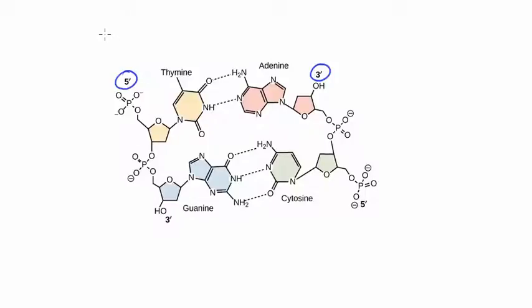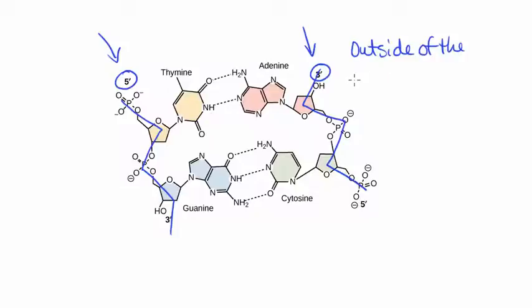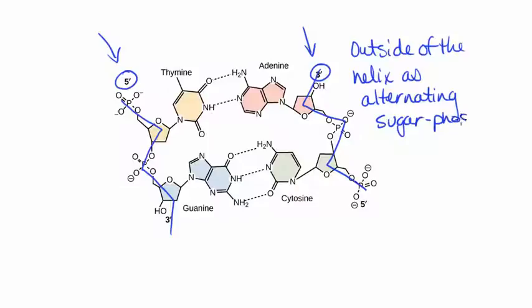And then also notice that on the outsides, so here and then also over here, if we just trace it down like this, we have sugar, phosphate, the whole way down. So we do tend to think of the outside of the helix as alternating sugar phosphates. And that leaves on the inside of the helix all of the bases. So notice in the inside, in the interior, that is where the bases would be found.